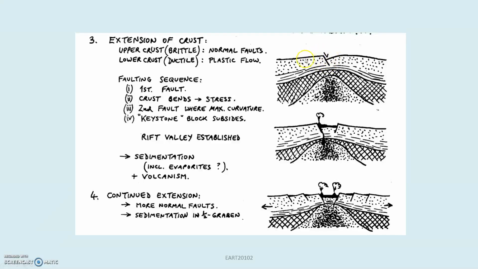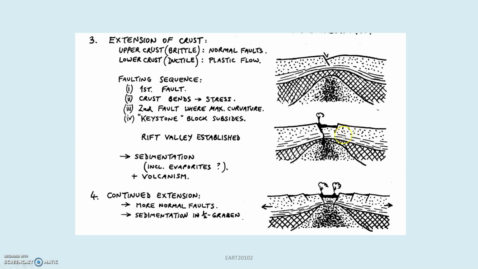This fault forms where you've got the maximum curvature, and when we generate a fault here, we then get a second fault developing over here where we've got this subsequent point of maximum curvature, and we end up with an established rift valley. We start to fill this rift valley with volcanic deposits, and we start putting sediments into here, and this periodically gets flooded by seawater, and then we get evaporation, and we get evaporites forming as well in this stage.